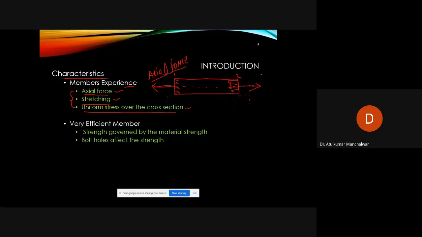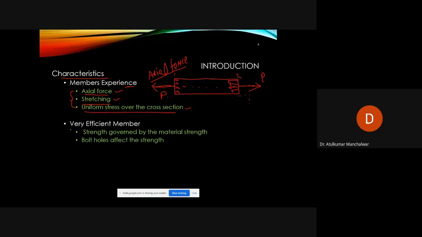Okay, because in both directions we are applying the same amount of force, only then can we experience the stretching. This is the stretching. So this is your tension test. If you remember, in UG we have done the tension test in strength of materials, on the UTM, universal testing machine. We have attached the member and we are stretching that member up to failure. Okay, that is a tension.